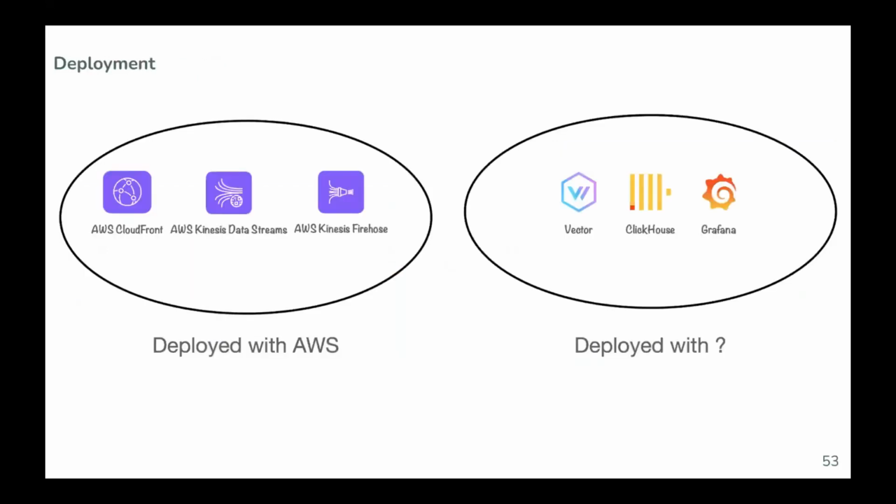With data streams and Firehose, we can create these resources directly with AWS. For the other components, which comprise the Canopy backend, Vector, ClickHouse, and our visualizer Grafana, we needed to figure out their deployment. As our first objective, we wanted to successfully be able to deploy the Canopy backend locally.